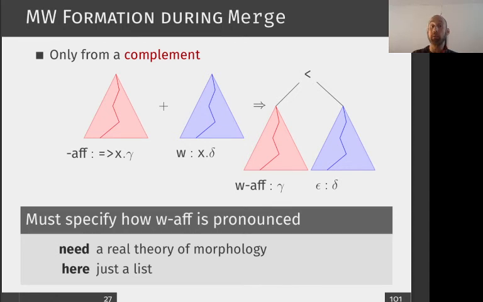So what happens then? Well, we leave behind in the blue tree, we take the pronounced part of the head away, leaving the features behind. And so the only pronounced thing that's left is the empty string. And we take that pronounced head and we put it in the pronounced bit of the pink guy's head. Okay? We still need to specify how that thing is pronounced because it's no longer a lexical item. So for that we need a theory of morphology, but here I'm just going to write a list. Okay? Morphology is just a way of compressing this list.